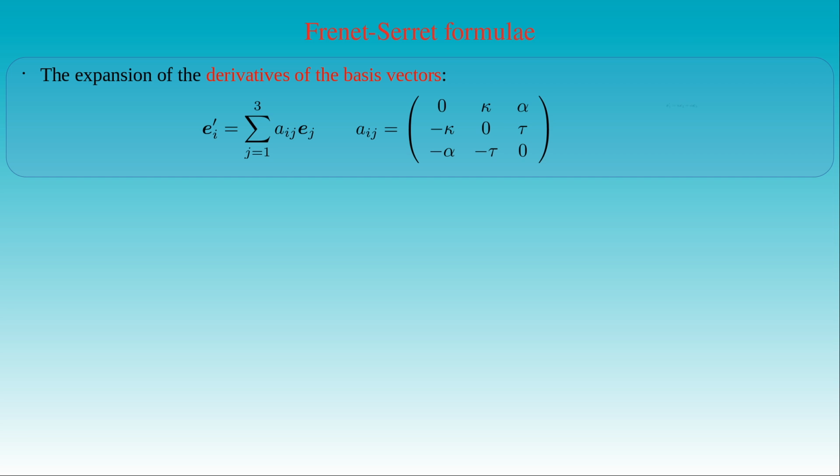This gives kappa times E2 plus alpha times E3. The derivative of the second basis vector is given by the multiplication of the second row of the matrix with the vector of basis vectors. Then we have minus kappa times E1 plus tau times E3.